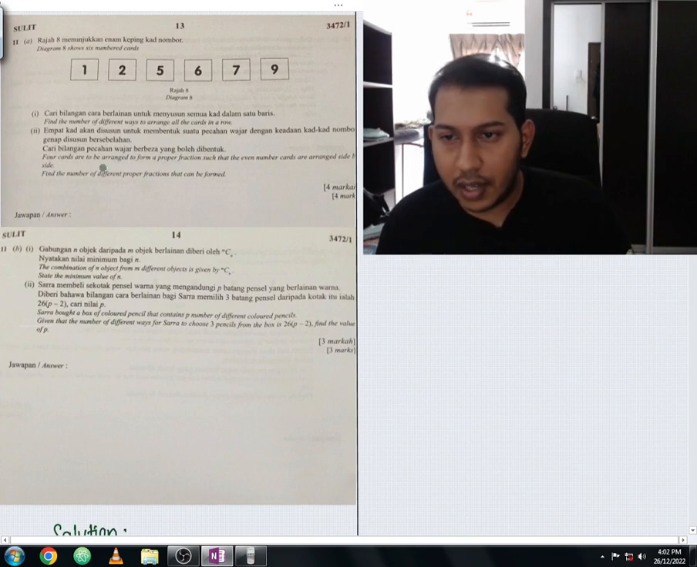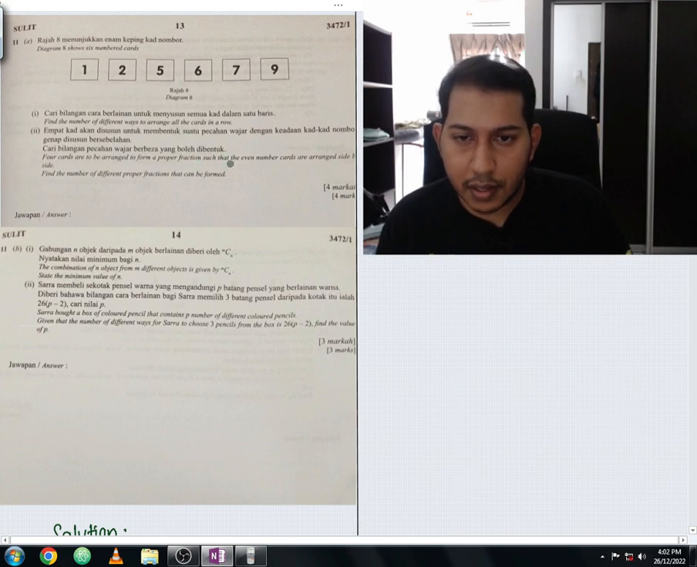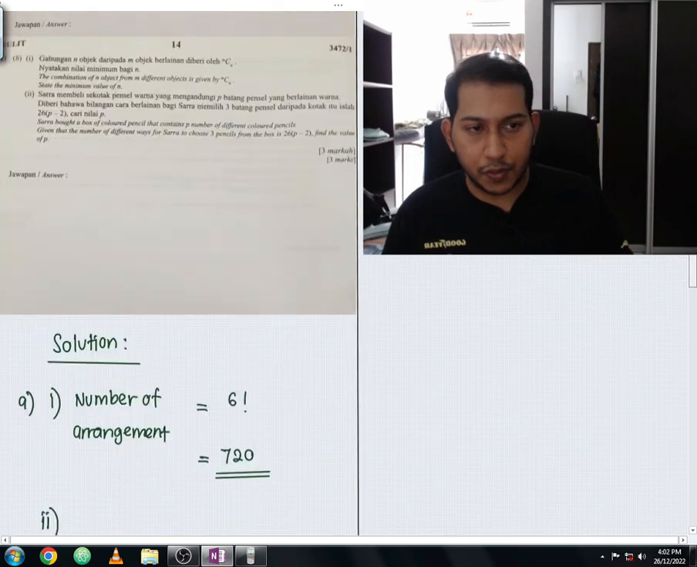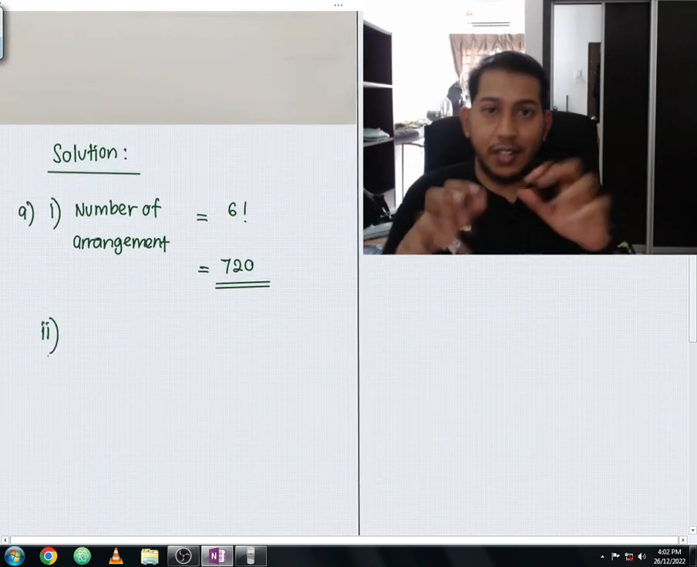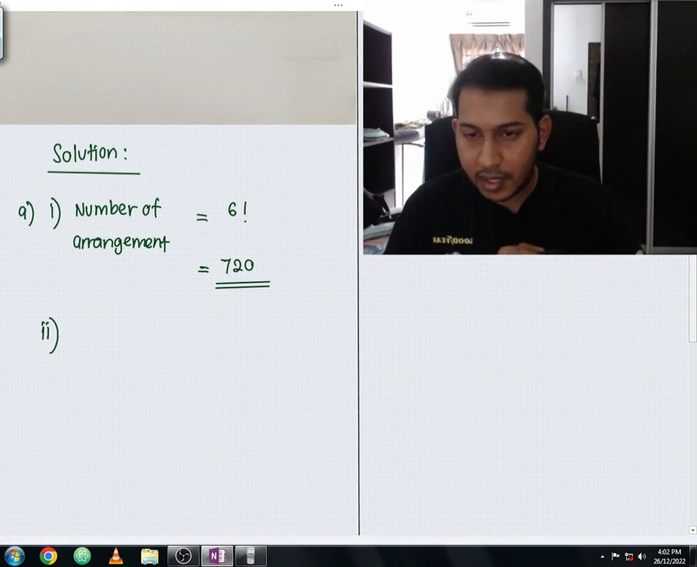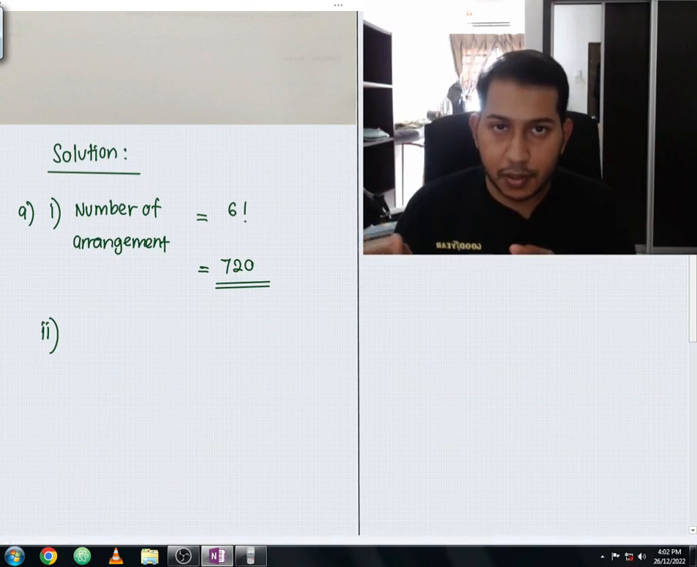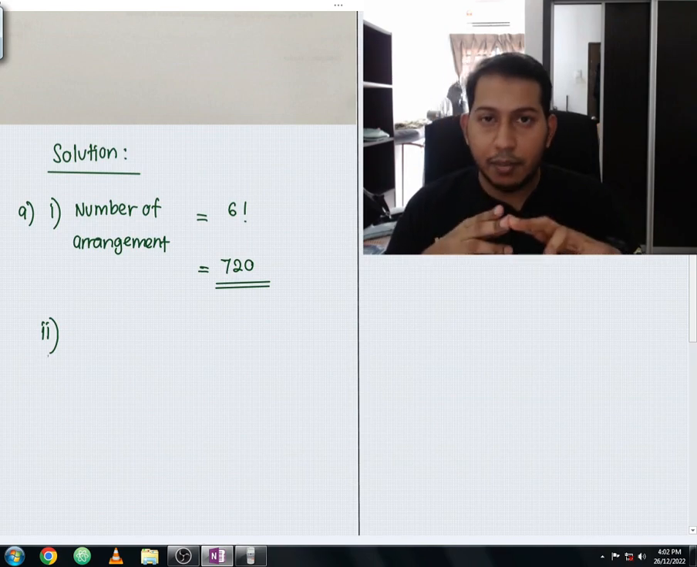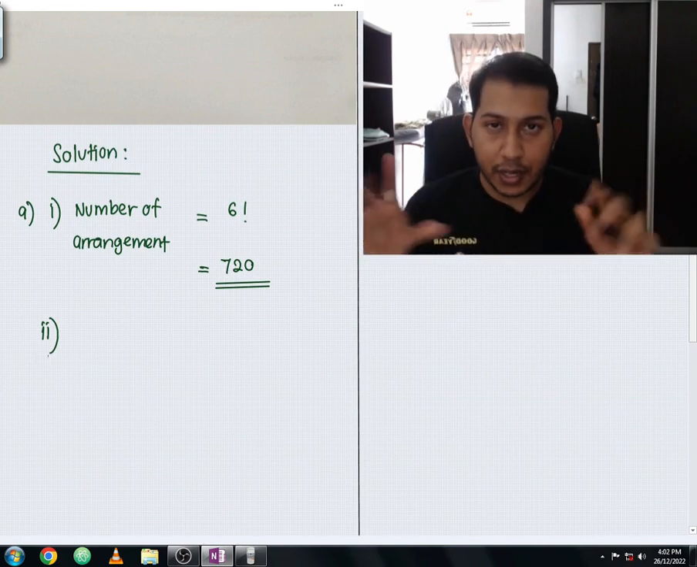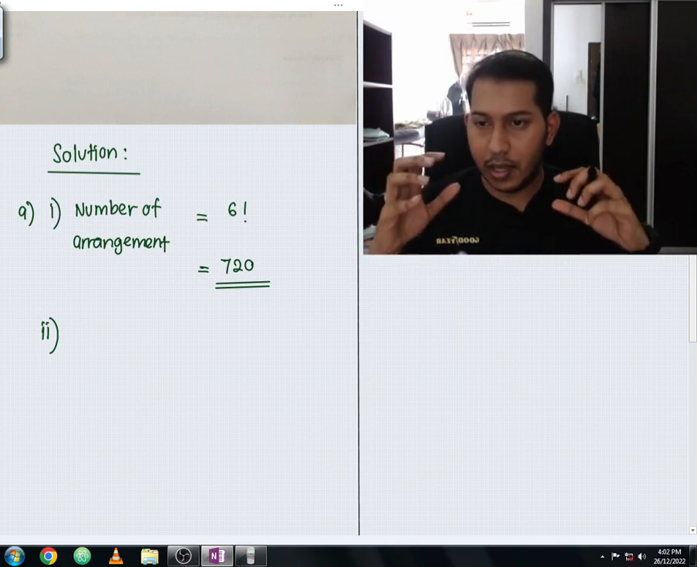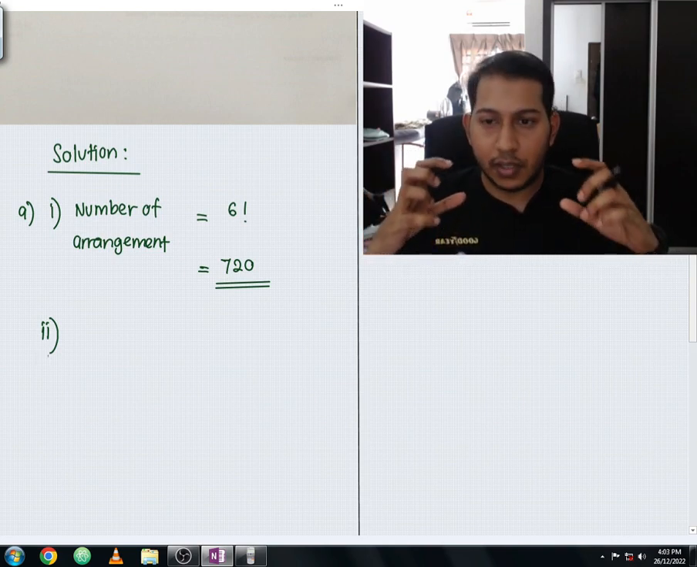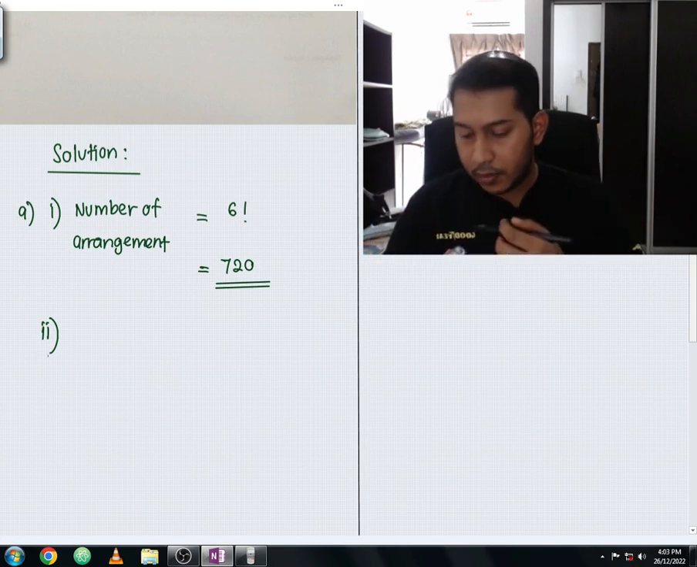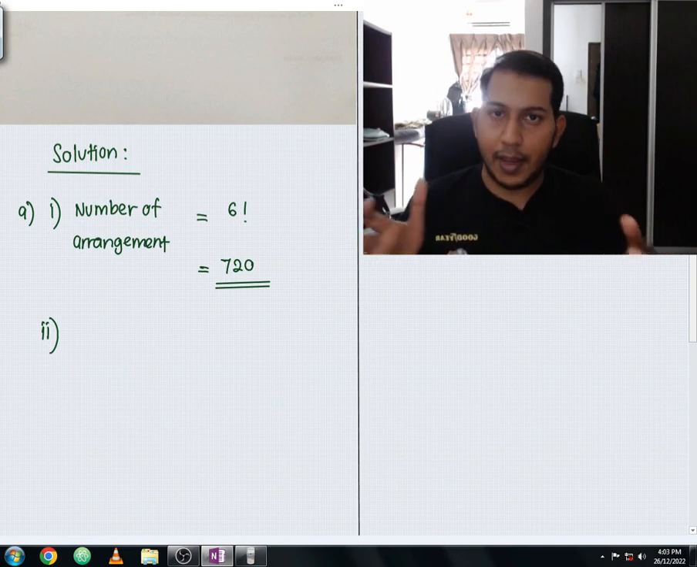4 cards are to be arranged to form a proper fraction, such that the even number cards are arranged side by side. Find the number of different proper fractions that can be formed. For this question A part 2, this is the tricky part, guys, because the question gave us the condition that we need to form a proper fraction. That's one, and then you need to have even numbers side by side. You have 2 conditions here. Listen carefully, guys. Personally I felt this is tricky, so I'm going to teach you some of the methods that you can apply to solve this question.